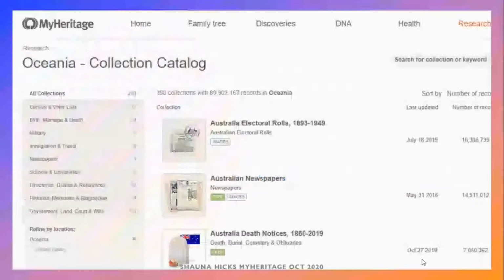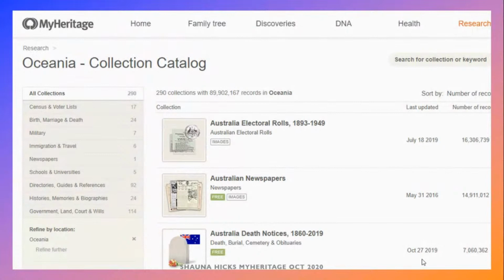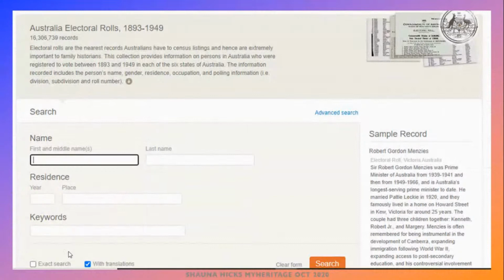So if you're looking for Australia in MyHeritage, you have to go down to Oceania, and where it says refine further, you can then dig deeper into that and it will bring up Australia, New Zealand and Samoa. There are 290 collections with nearly 90 million records in Oceania. But what I'm going to look at today is how you can trace some of your people using the Australian records. Now, we don't have census records like England and the US. We have ritually destroyed them over the years. So we use things like electoral rolls and directories to help us to try and trace people around the country.